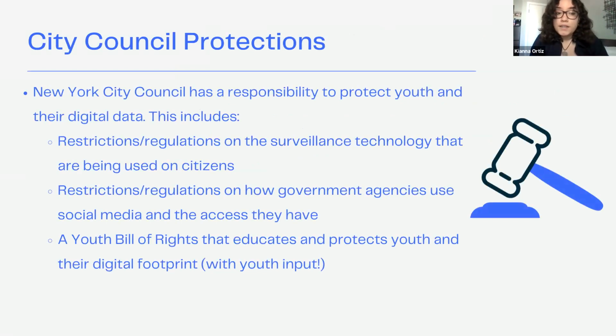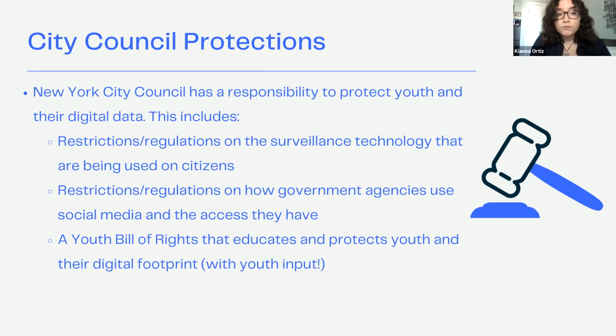The New York City Council has a responsibility to protect youth and their digital data because we're minors, and also because, as we saw before, we're not educated on how social media can really affect our lives. Some ways that City Council can protect youth is through regulations on surveillance technology that are being used on citizens. This includes transparency on how the NYPD uses different technology and surveillance tactics. The public deserves to know how they're being surveilled, if the transparency is going to go both ways, you know?